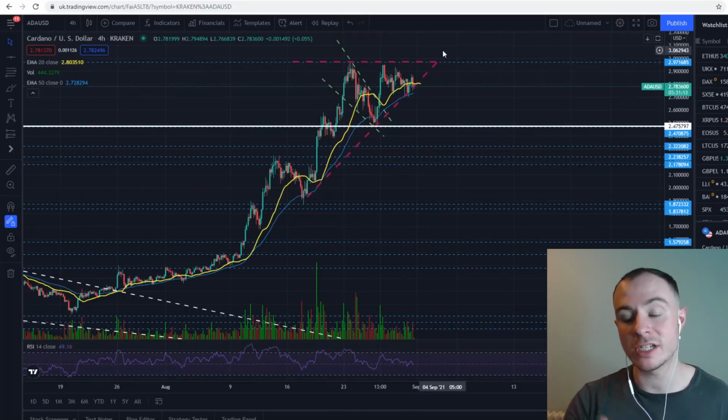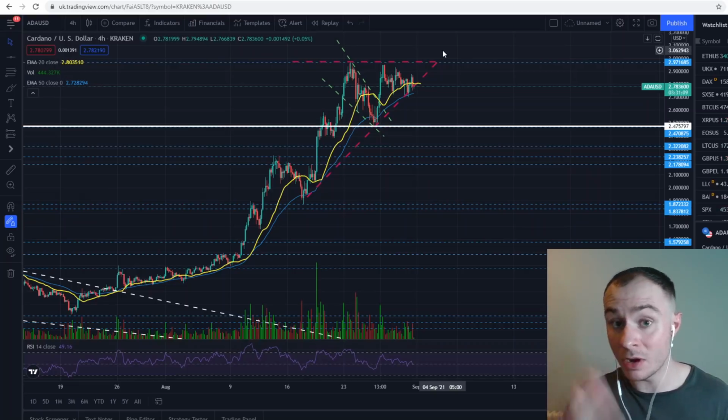But there's lots of contradictory factors. We're still biased towards the bullish side of things. Ultimately it depends on the rest of the market.